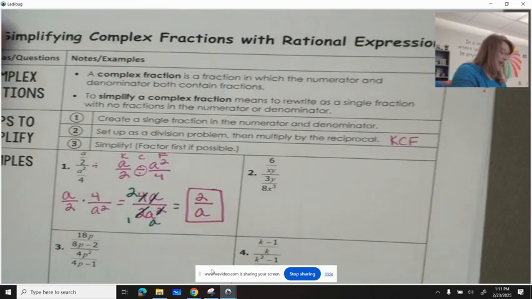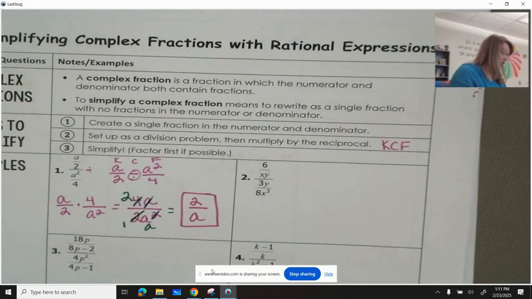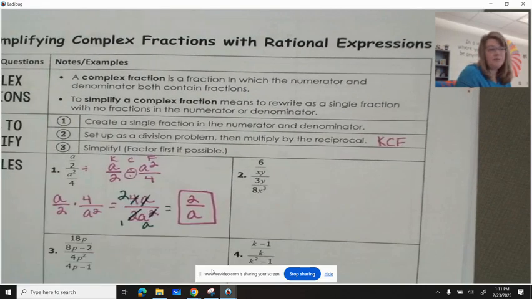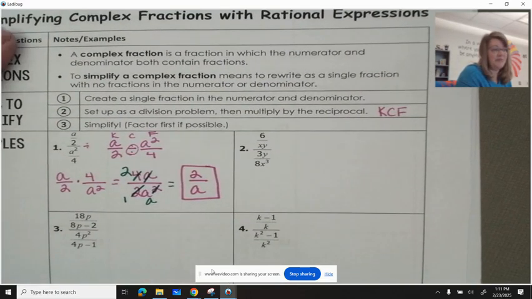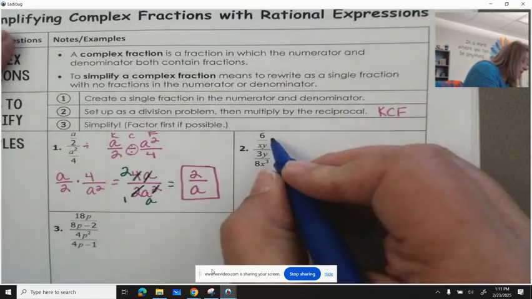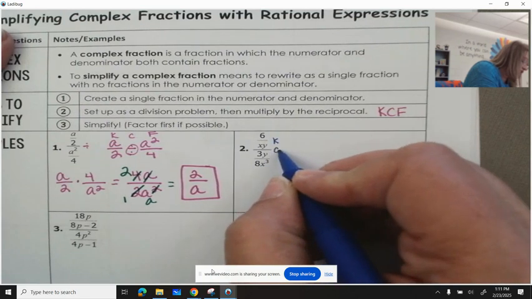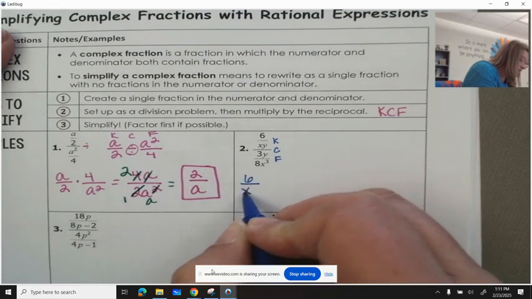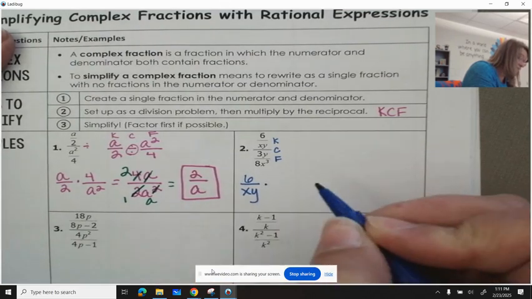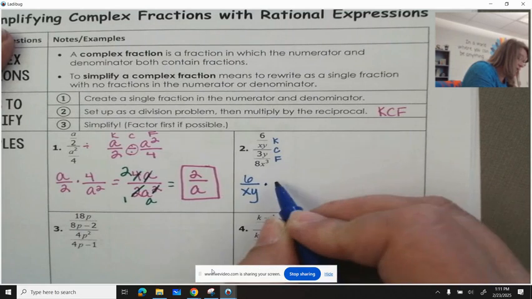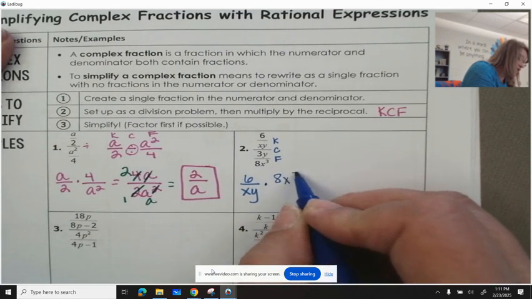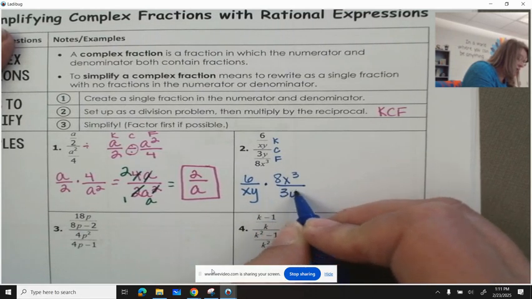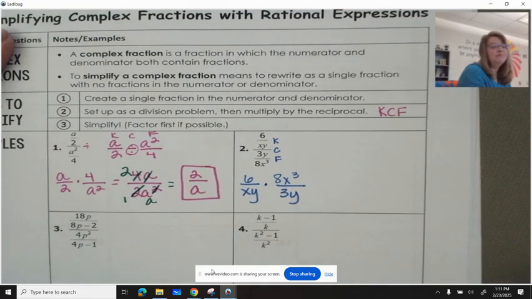All right, no problem. In the second one, I'm going to go ahead and keep, change, flip. I'm not going to write this out as a division problem like this because we already know that that's what that is, okay? So I'm going to keep this one, change this sign, and flip this guy over. So 6 over xy times, change my sign, and then flip the bottom one: 8x cubed over 3y. Okay, flip the bottom one over.